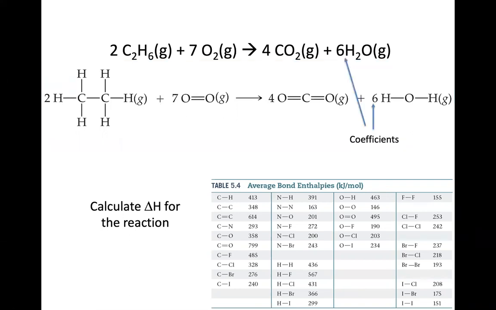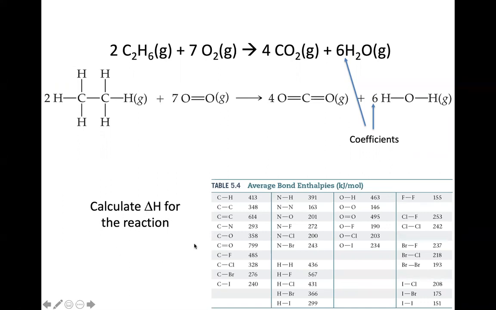Now, if you look more closely at it, notice it's still including the coefficients. You have 2 moles of this molecule, 7 moles of the O2, 4 moles of the CO2, and 6 moles of water. But the added information now is it's showing you the actual bonds that are involved. 1 line is what we call a single bond, 2 lines is a double bond. They have different values in the table down here. So this is the way that I'd answer this one.